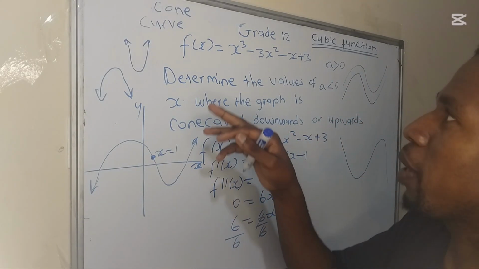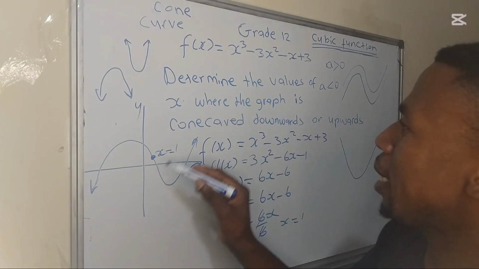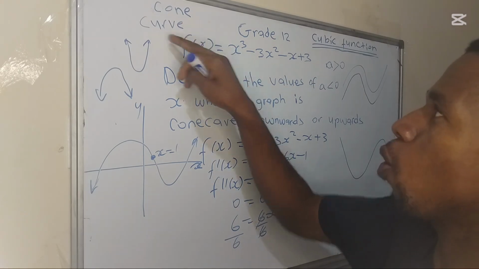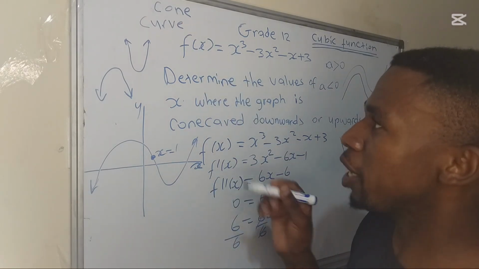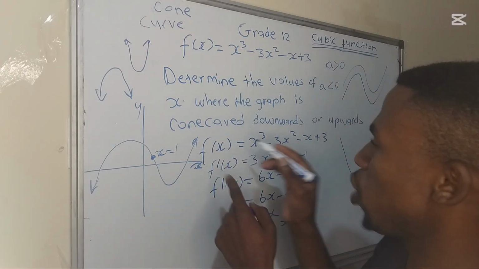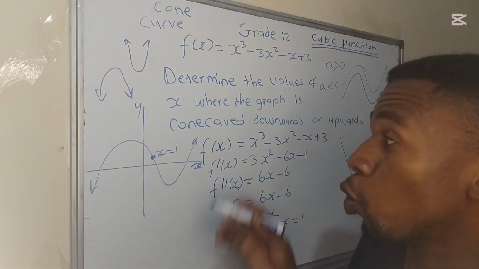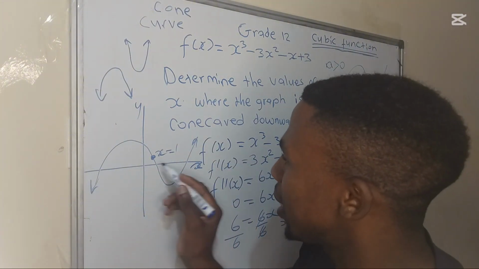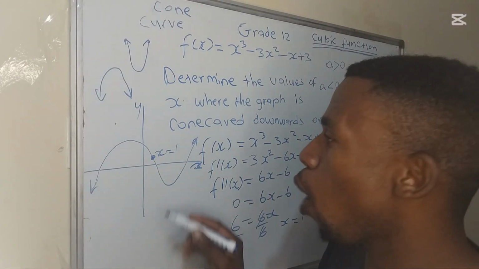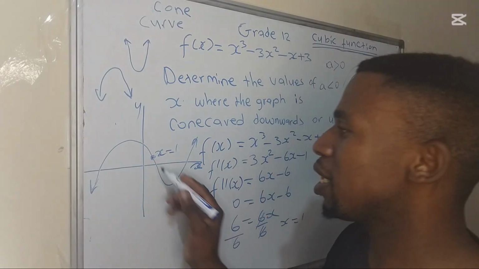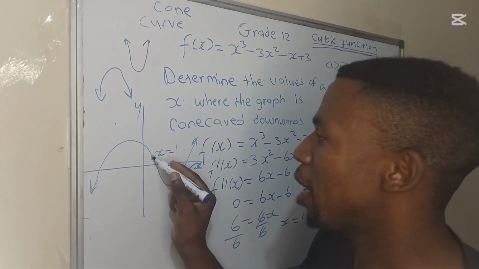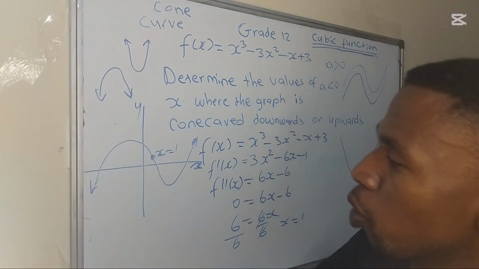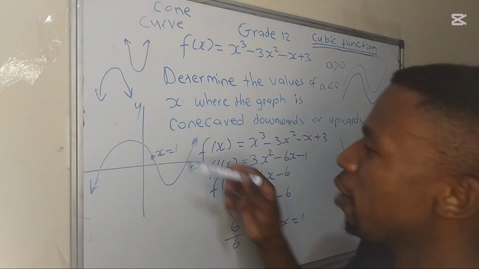So this wave is made up of what? Of two waves. It's a cone and a curve. So in order for you to answer this question that says you have to determine the values of x whereby your graph is concaved downwards, let's check. Our graph is made up of two cones. From this midpoint of the graph all the way to this side, we have a cone because we have something that is like this.